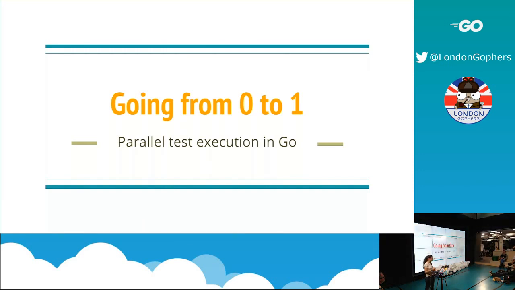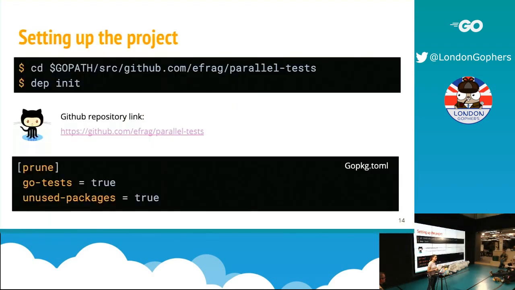So the first thing is, let's create the first package. We create a repository, it's called parallel tests. I have all the examples in a repo on GitHub if you want to download it later. And I'm using dep to initialize the project. One interesting thing, if you're using dep, you will see in your Gopkg.toml that there is a prune section, and in there it says go-tests true and unused-packages true. This actually means that when you look at the vendor packages that you have downloaded, you won't see any tests there because they will be removed by dep itself.